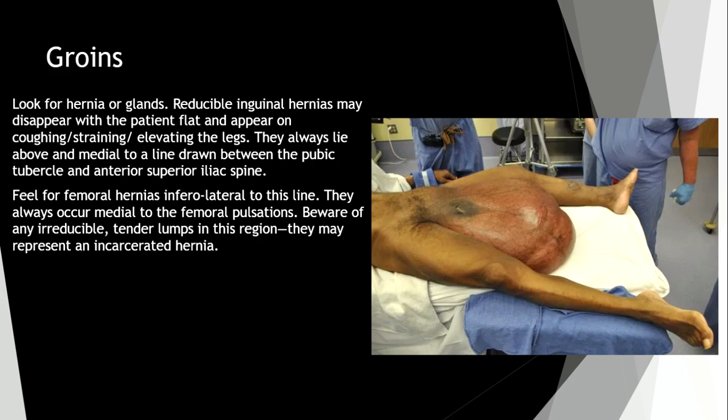Groins. Look for hernia or glands. Reducible inguinal hernias may disappear with the patient flat and appear on coughing, straining, or elevating the legs. They always lie above and medial to a line drawn between the pubic tubercle and anterior superior iliac spine. Feel for femoral hernias inferolateral to this line. They always occur medial to the femoral pulsations. Beware of any irreducible tender lumps in this region. They may represent an incarcerated hernia.